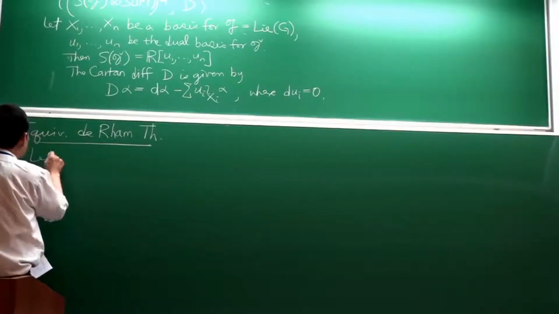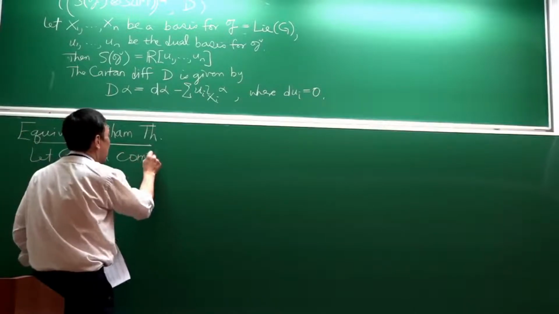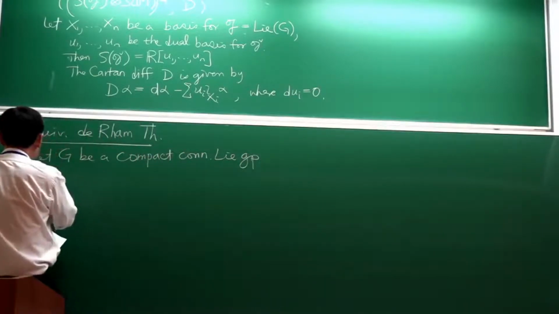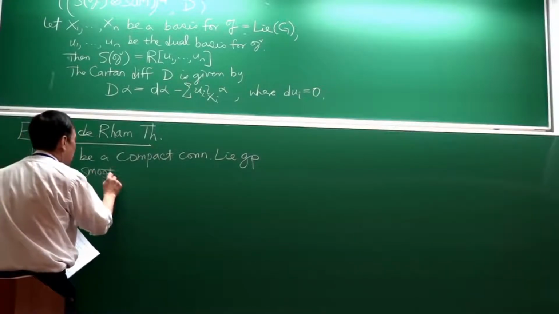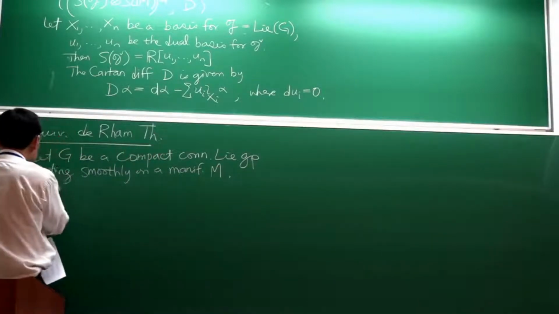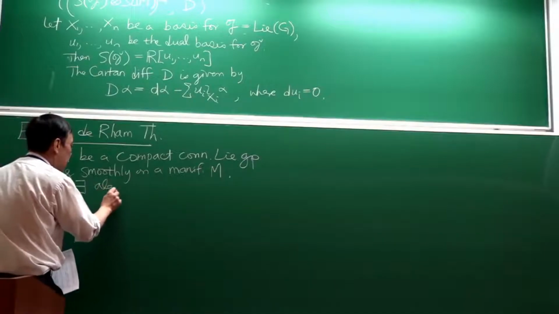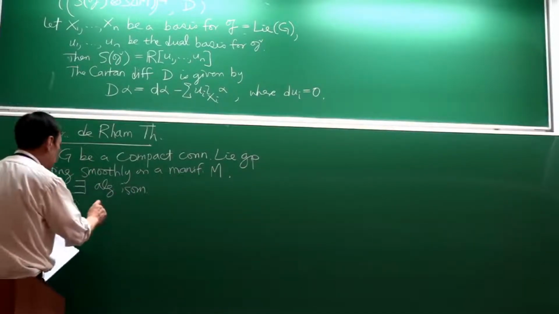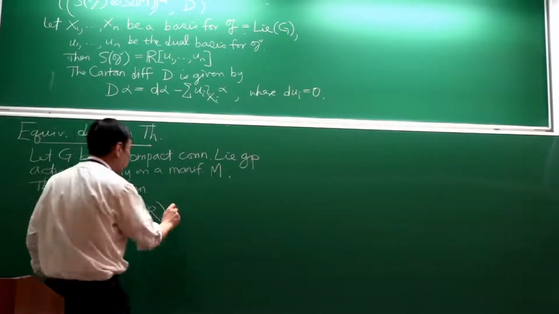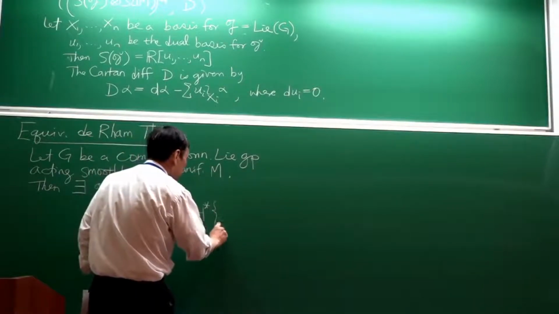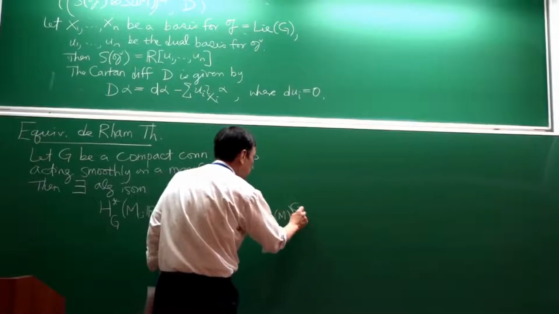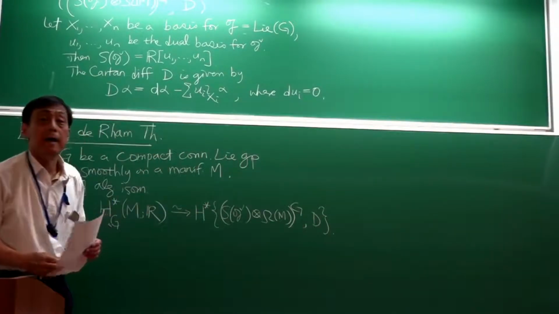So let G be a compact connected Lie group acting smoothly on a manifold N. Okay, then there exists an algebra isomorphism between equivariant cohomology with real coefficients and the cohomology of the Cartan model. Okay?